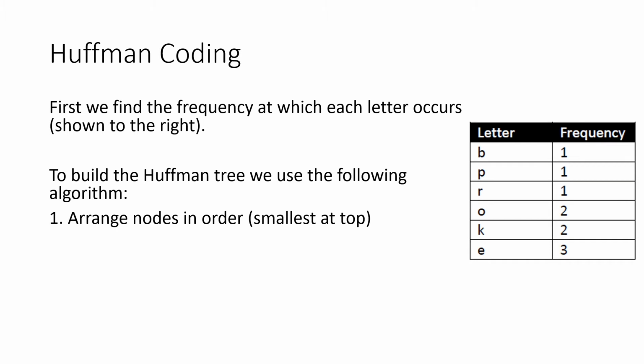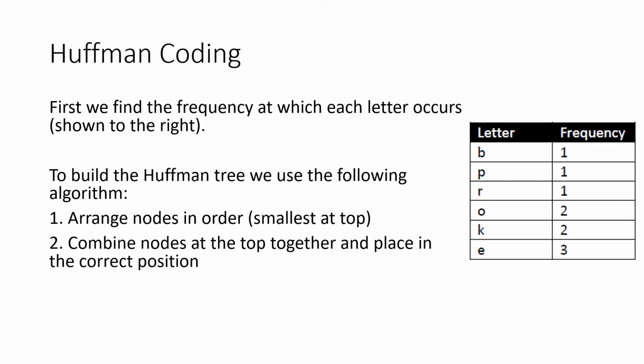Then what you do is you arrange those in order by frequency, the smallest at the top. So 1B, 1P, 1R. Now there's a little bit of debate here whether to do this by where it comes in the string, or alphabetically. It's up to you how you do that. Normally, in the GCSE, they give you the actual tree to follow. You won't need to worry about that.